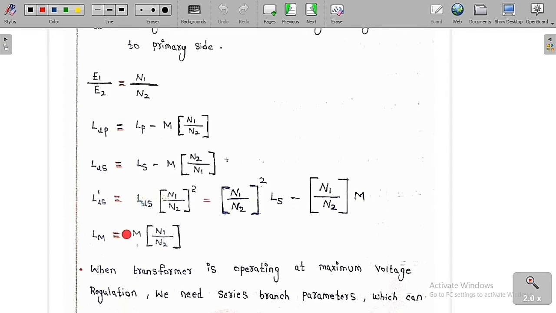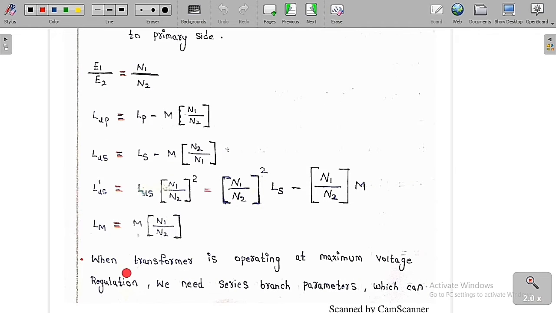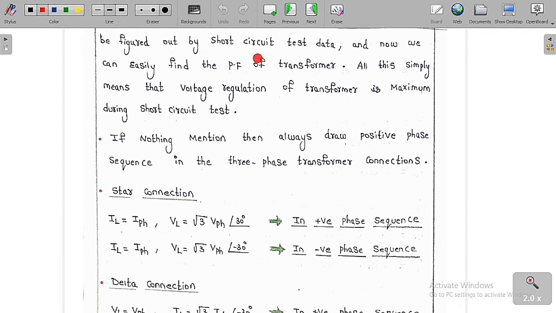So these are the formulas that you always have to understand to solve this type of numericals. When transformer is operating at the maximum voltage regulation, we need series branch parameters which can be figured out by short circuit test data, and now we can easily find the power factor of transformer. All this simply means that voltage regulation of transformer is maximum during the short circuit test.